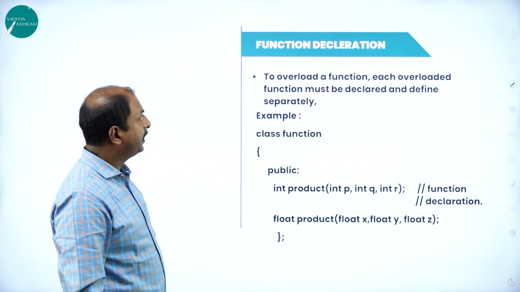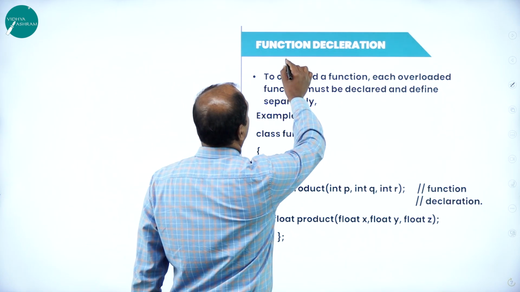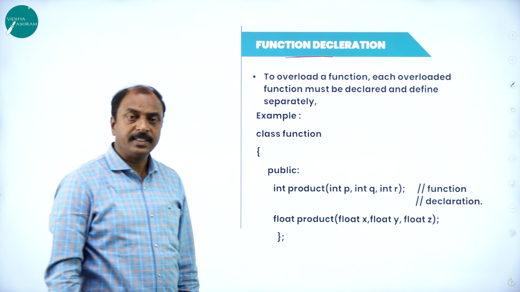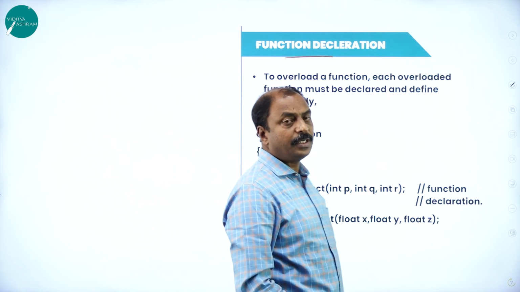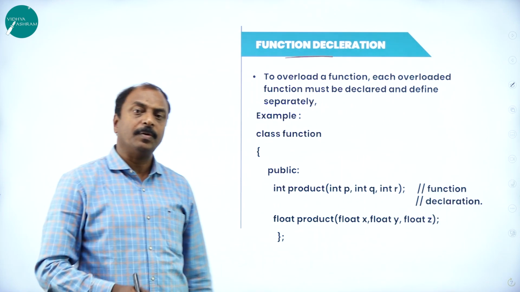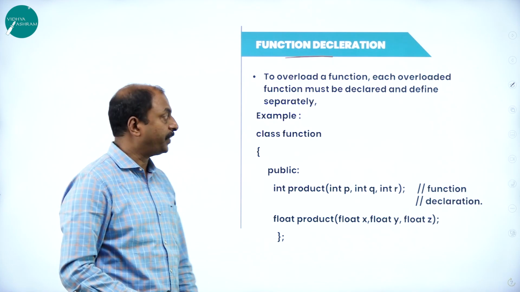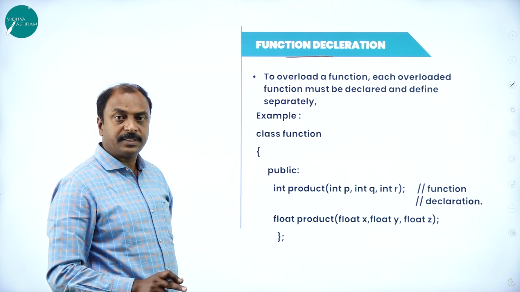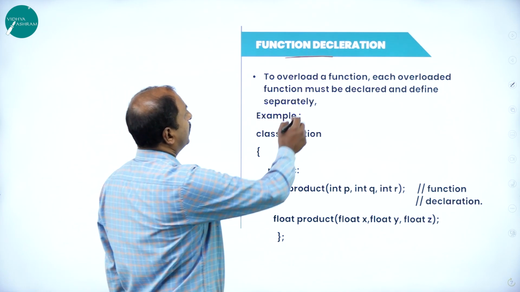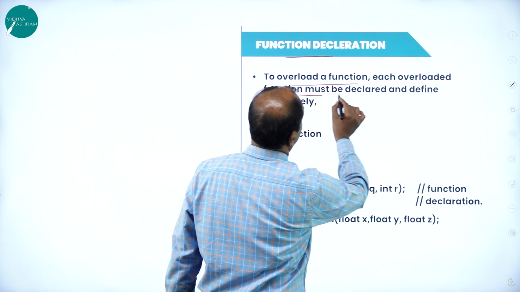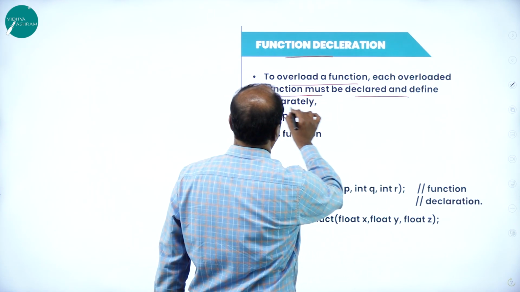In the next slide, next one is function declaration. As all of you know, in a class, if you want to make use of a function, it has to be declared in the class, either under private, public or protected access specifier. So similarly, a function also has to be declared inside the class. To overload a function, each overloaded function must be declared and defined separately.